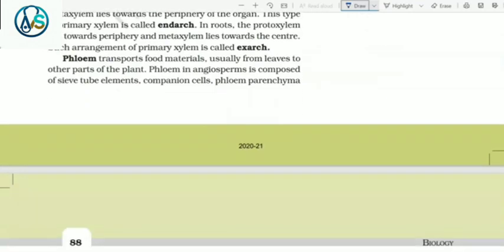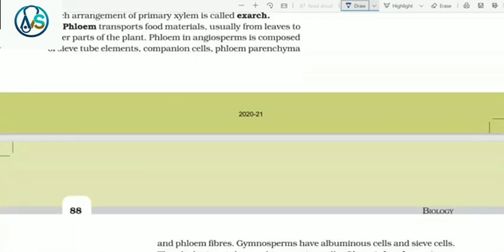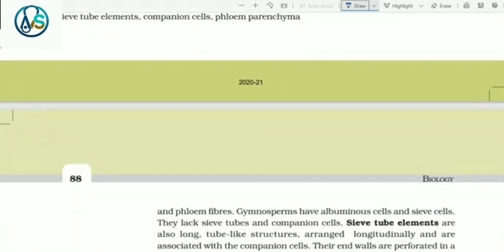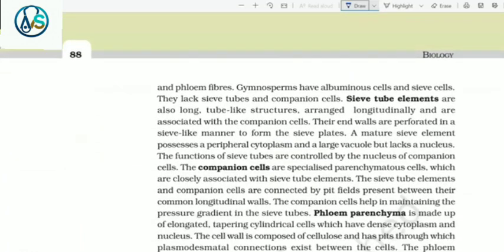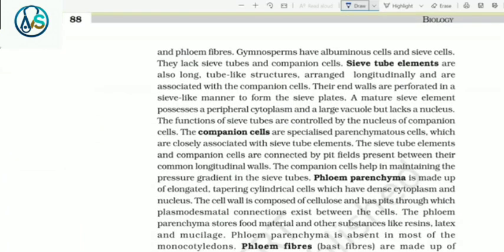Phloem transports food materials, usually from leaves to other parts of the plants. Phloem in angiosperms is composed of sieve tube elements, companion cells, phloem parenchyma and phloem fibers. Gymnosperms have albuminous cells and sieve cells. They lack sieve tubes and companion cells.